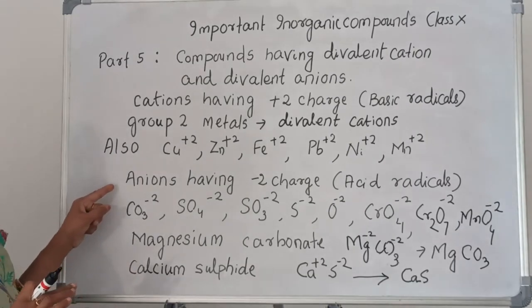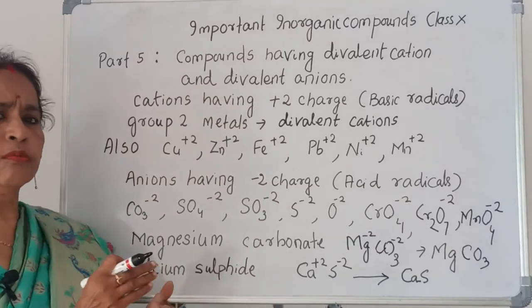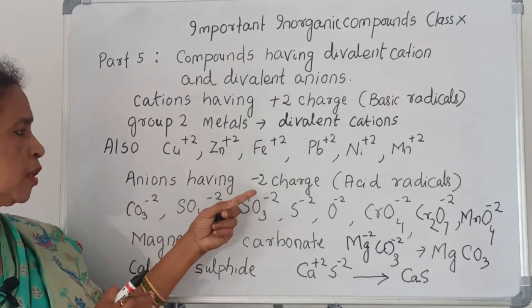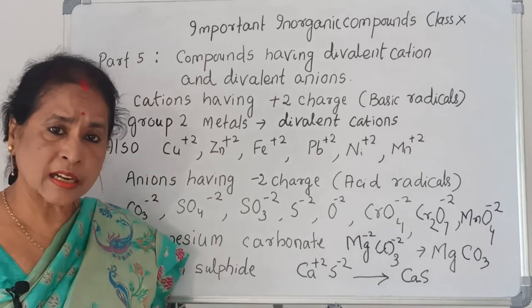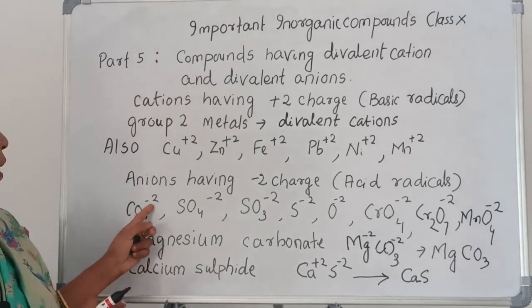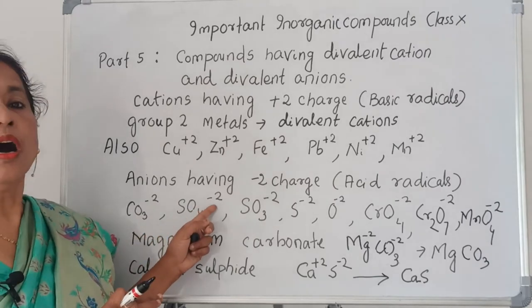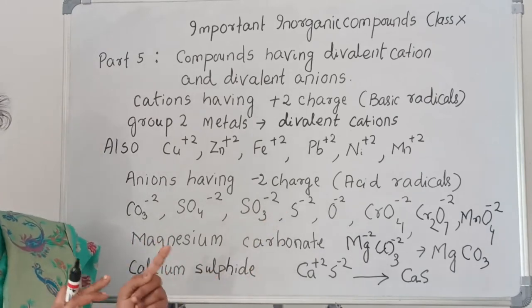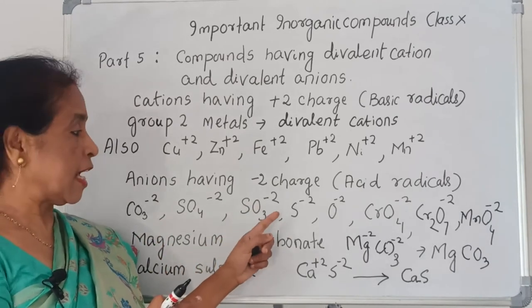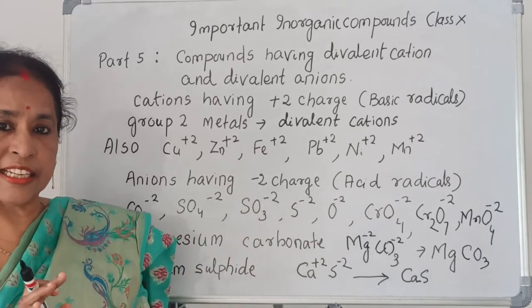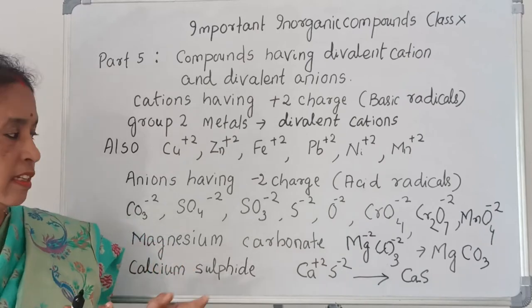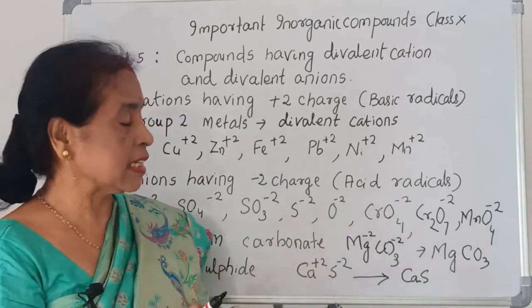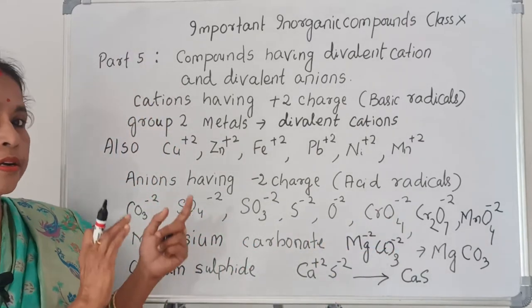And now we come to anions. Anions also have minus 1, minus 2, minus 3. Here the anion having minus 2 charge is also called acid radical. You should remember CO3 minus 2 carbonate, SO4 minus 2 sulfate, SO3 minus 2 sulfite. This is ate, this is ite, remember. S minus 2 is sulfide, ide. And O minus 2, oxide. And CrO4 minus 2 chromate. And Cr2O7 minus 2 dichromate.